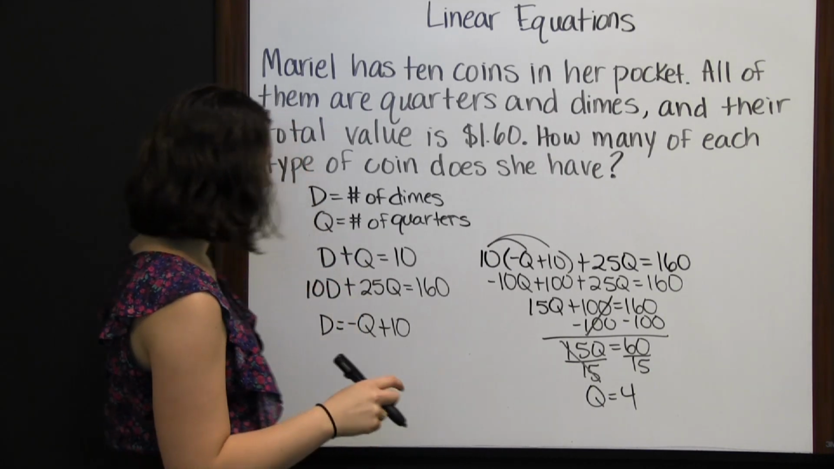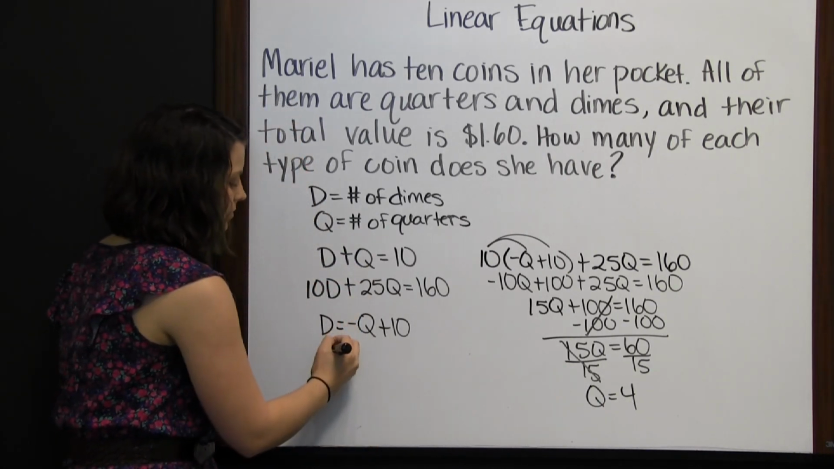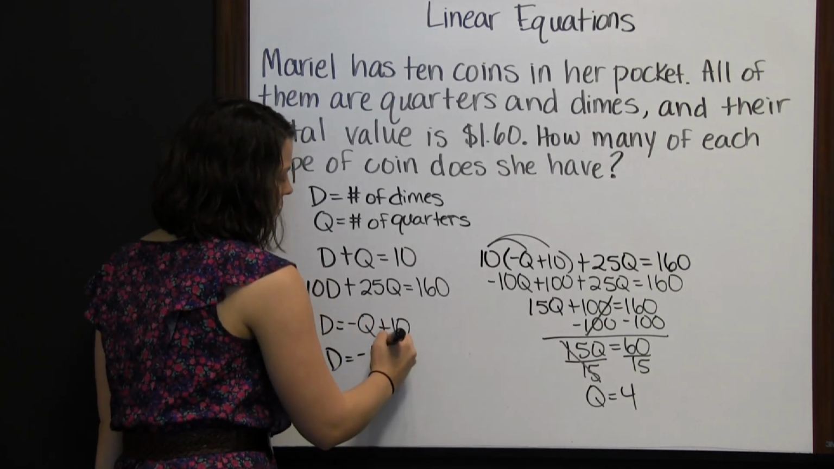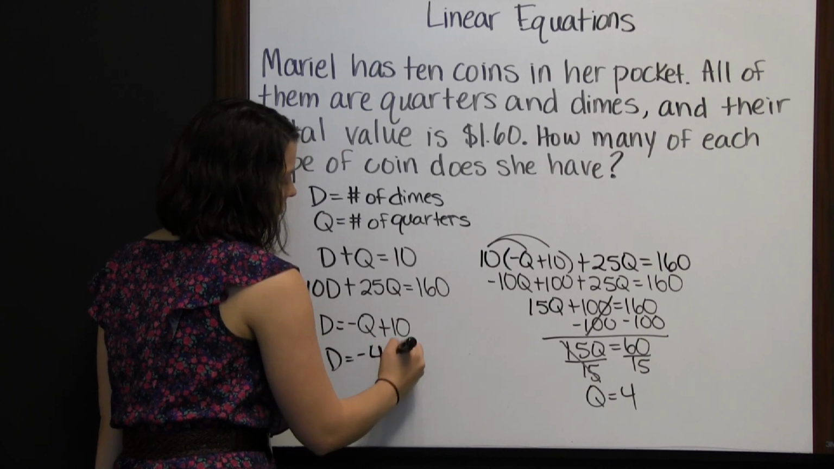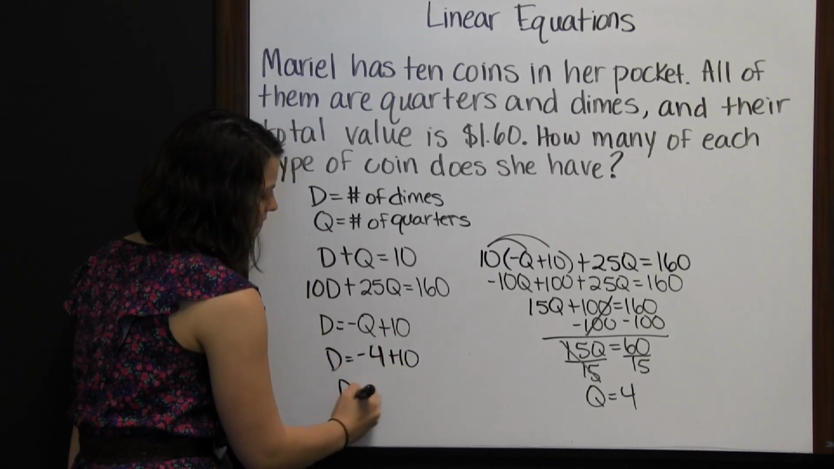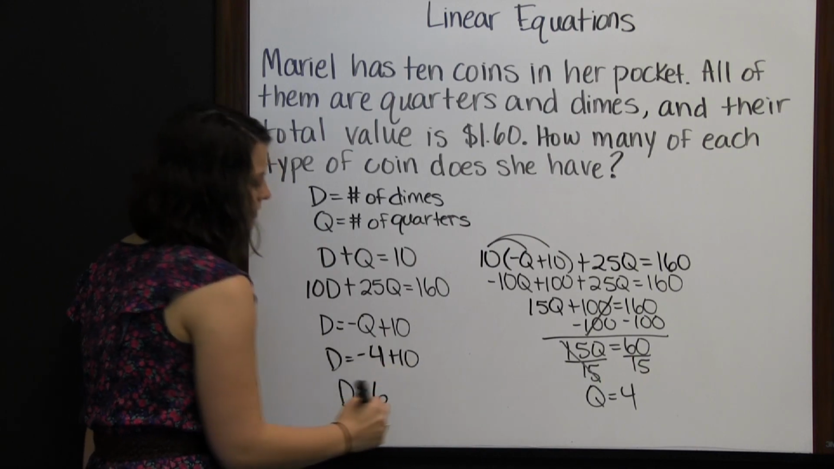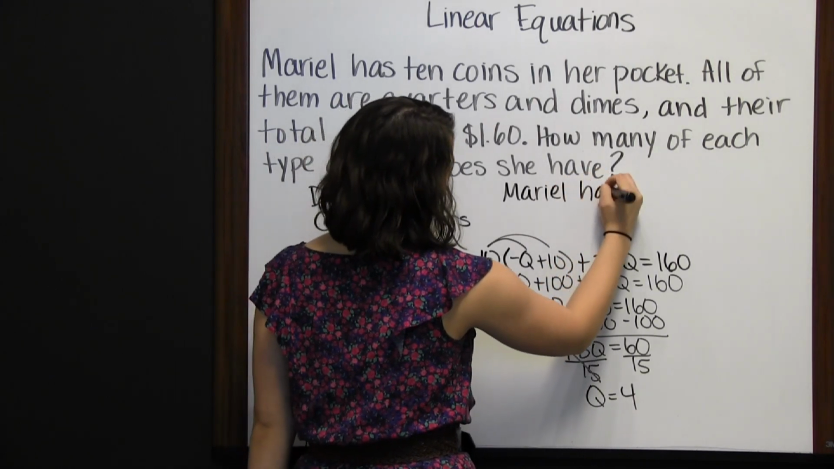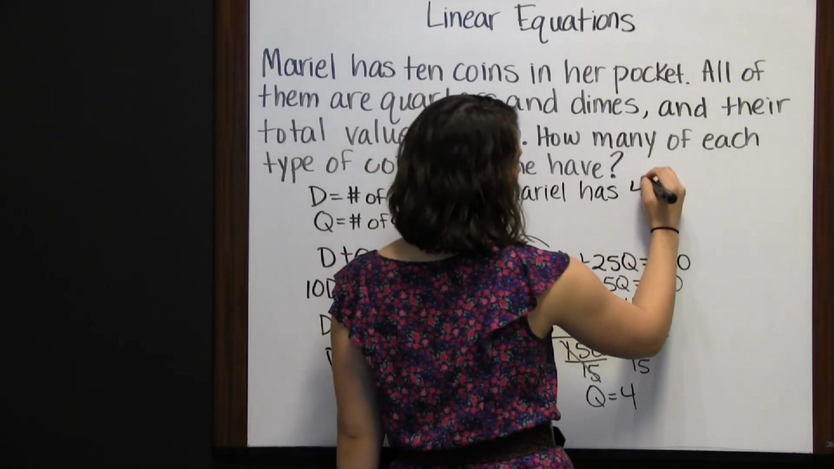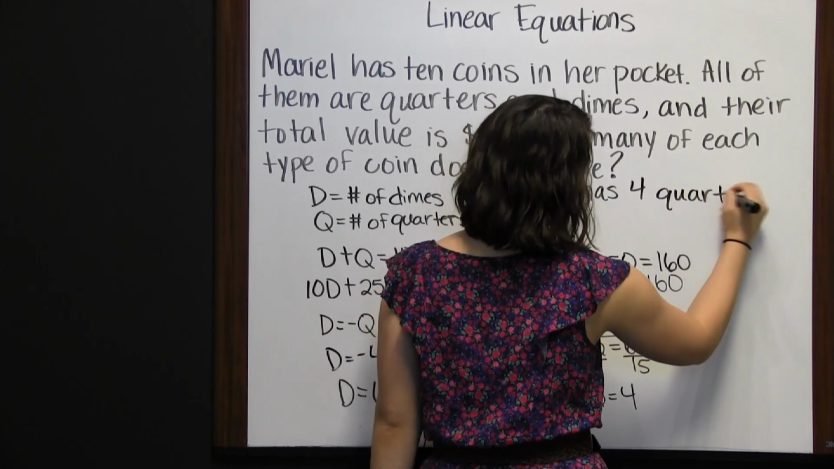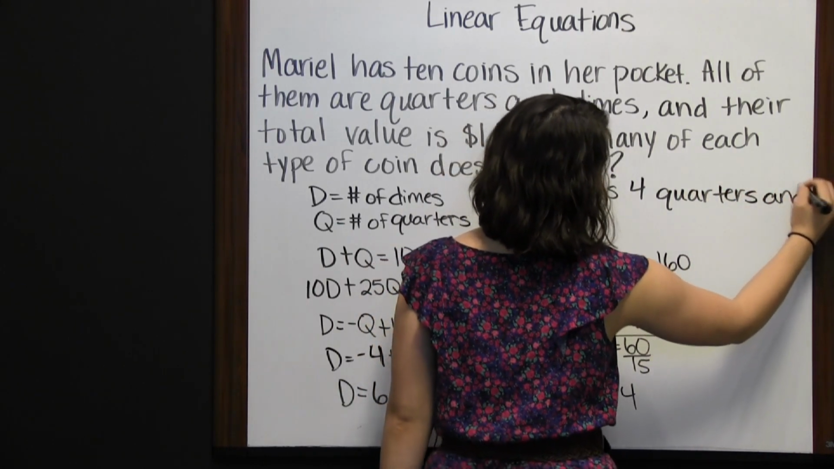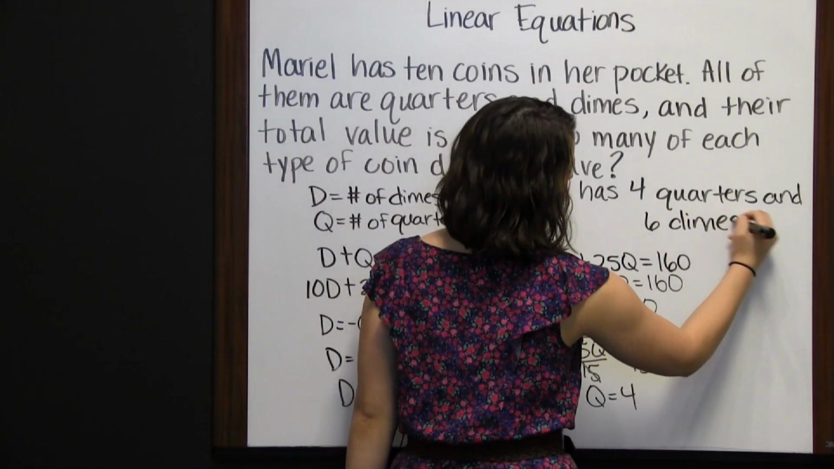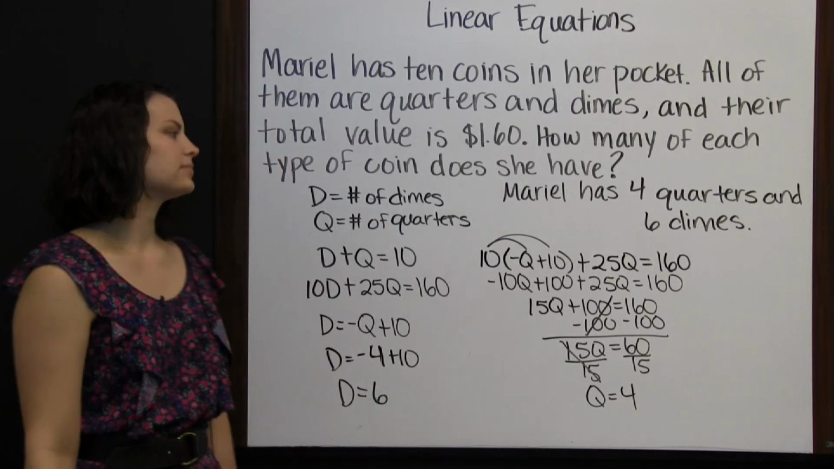So how many dimes does she have? Well, we know that her number of dimes is equal to negative Q plus 10, so negative 4 plus 10, which is 6. So we can say Marielle has 4 quarters and 6 dimes in her pocket.